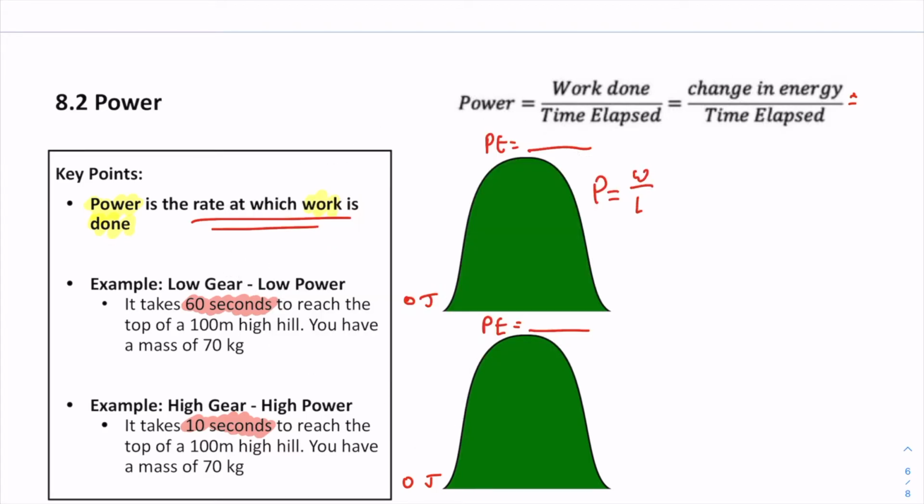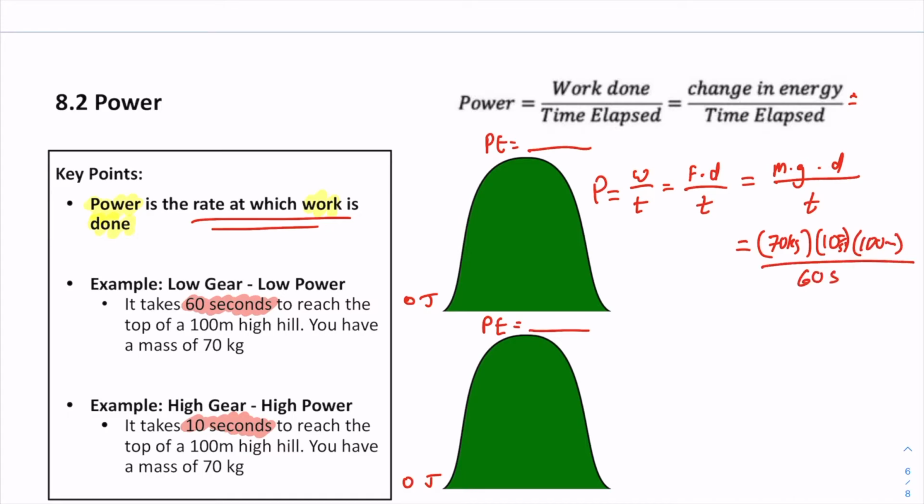Power is work over time. In this case, work is force times distance, and we are going upwards, so we're going against the force of gravity. Our force of gravity is m times the acceleration of gravity, and then we still have that distance term divided by time. So we get 70 kilograms times 10 meters per second squared times our distance of 100 meters divided by 60 seconds. And I know from experience this is going to give us 1,166 joules per second, otherwise known as watts.